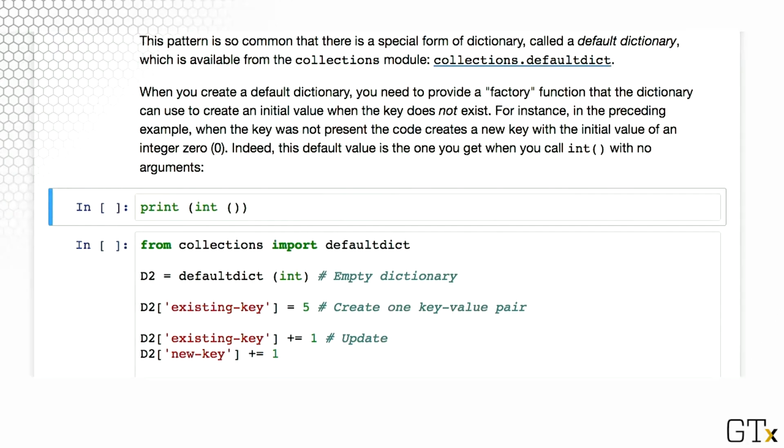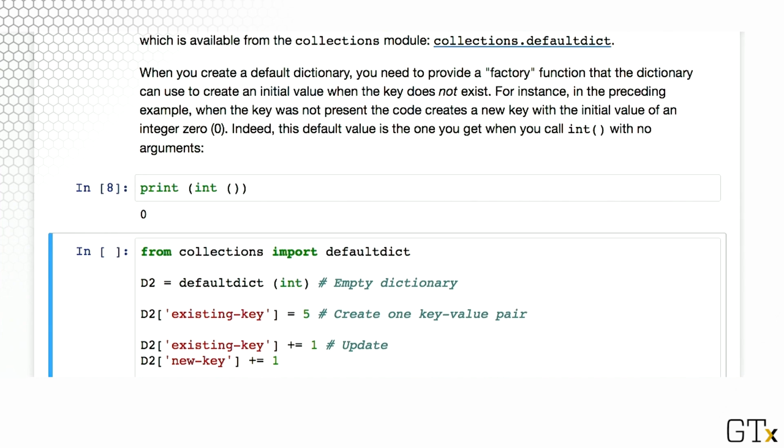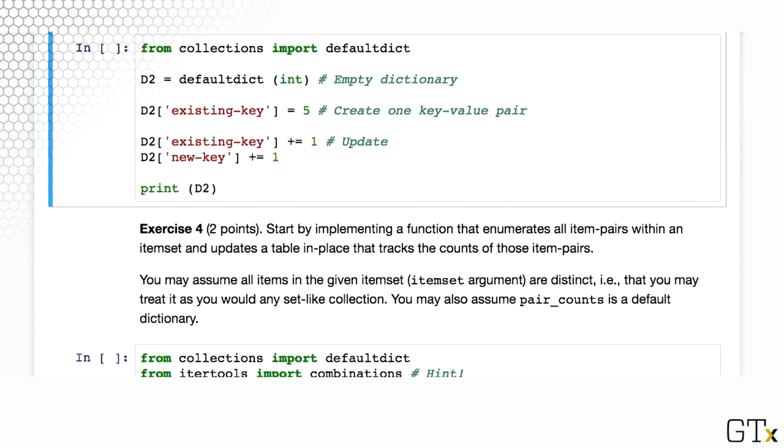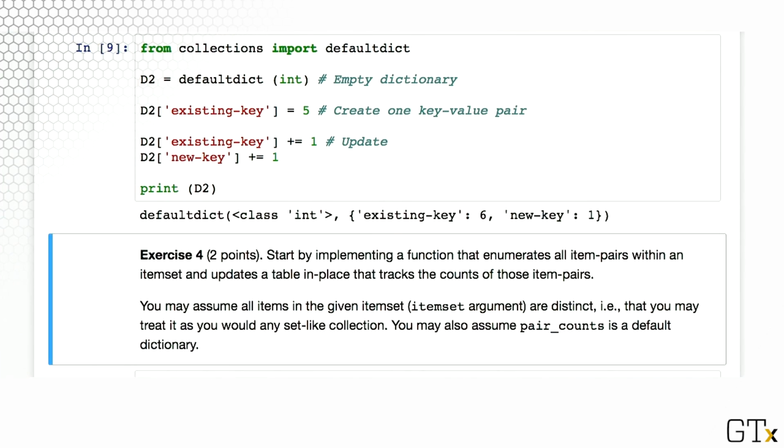Yes, I see you have an example here. Calling int with no arguments produces a 0, which is exactly what we need for counts. Exactly. To see how it works, take a look at the next code cell. It shows 2 updates, one to an existing key and one to a new key. When you run it, you can see that it does not throw any errors. Instead, the new key gets the value of 1.